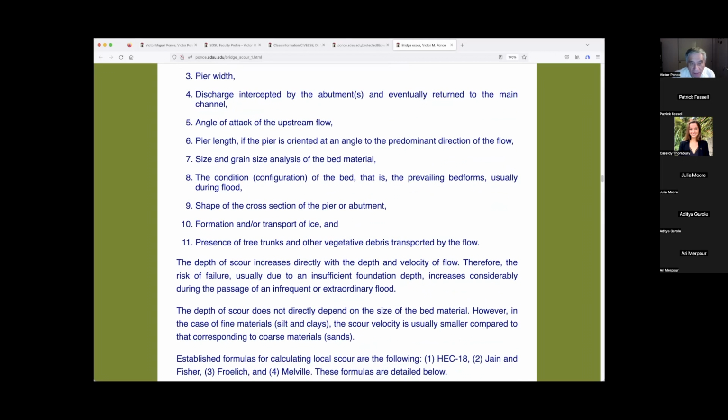The depth of scour increases directly with the depth and velocity of flow. Therefore, the risk of failure, usually due to an insufficient foundation depth, increases considerably during the passage of an infrequent or extraordinary flood. Insufficient foundation depth. So the foundation should go deep enough so that it's not put in danger or undermined, meaning the scour should not get below the bottom of the foundation. However, whatever type the foundation is, usually piers, there are also different types of foundations, and the foundation, by the way, is the job of the geotech engineer.